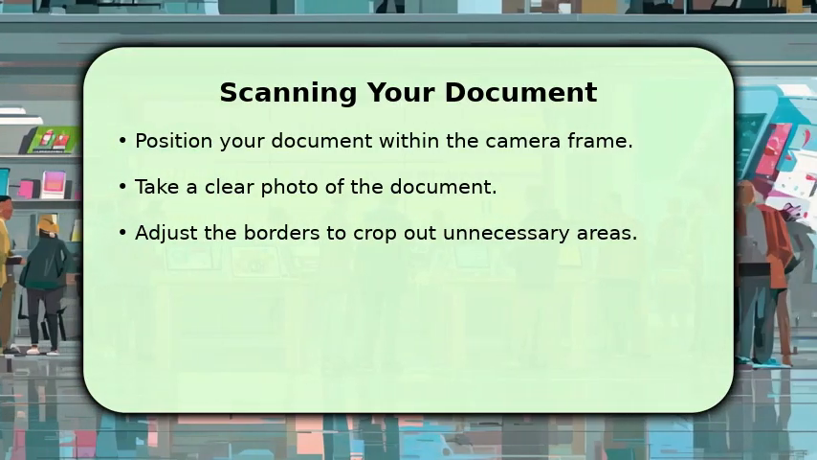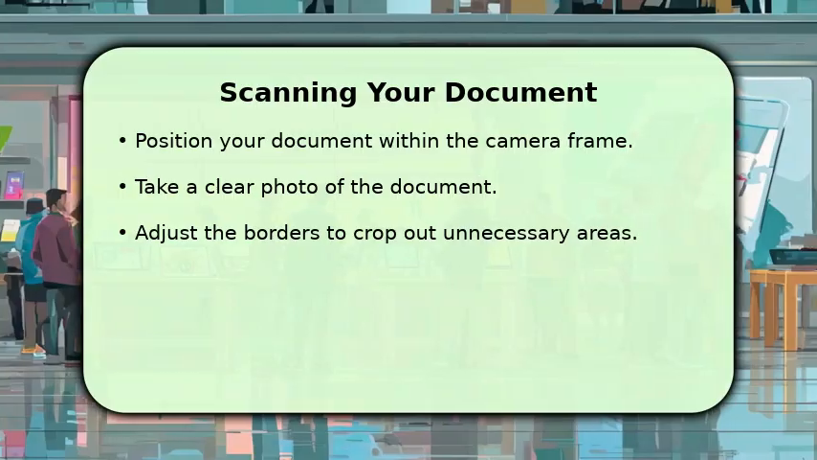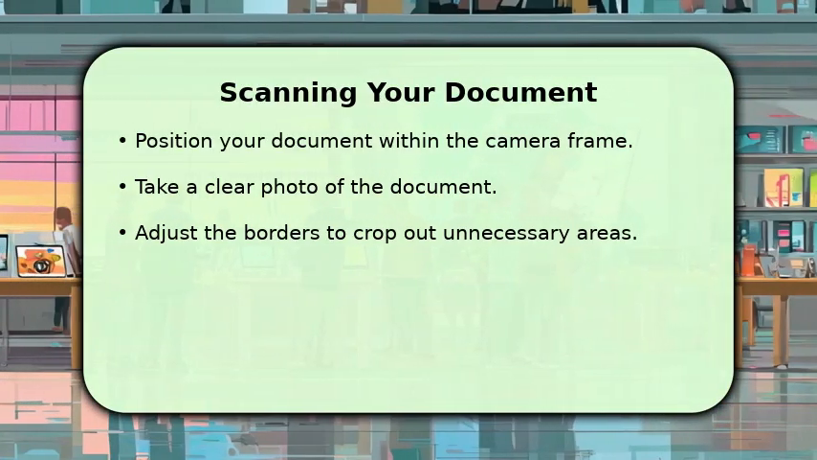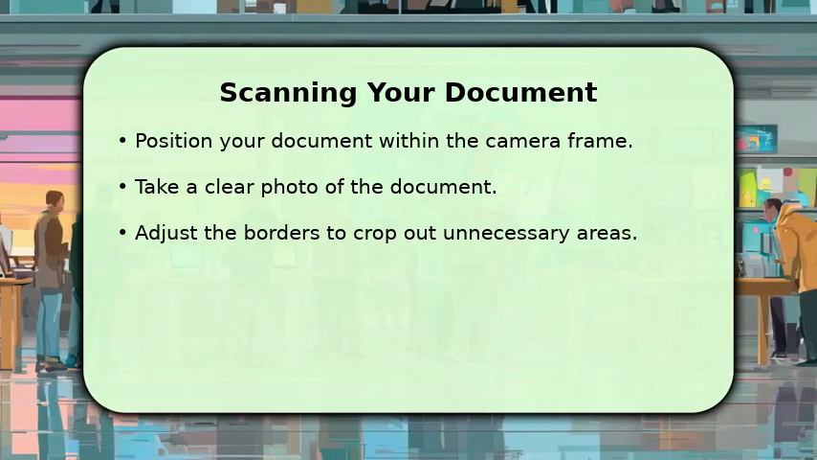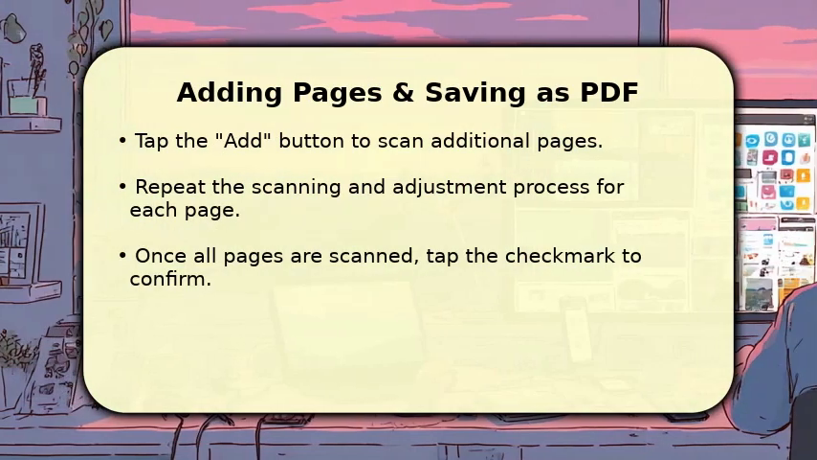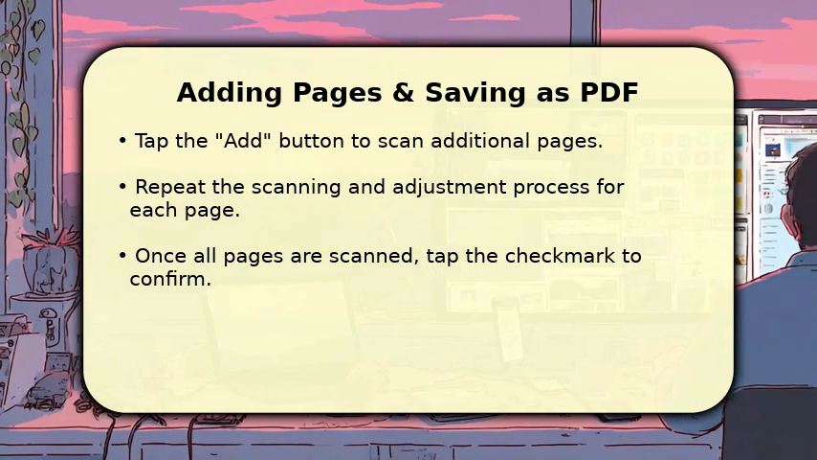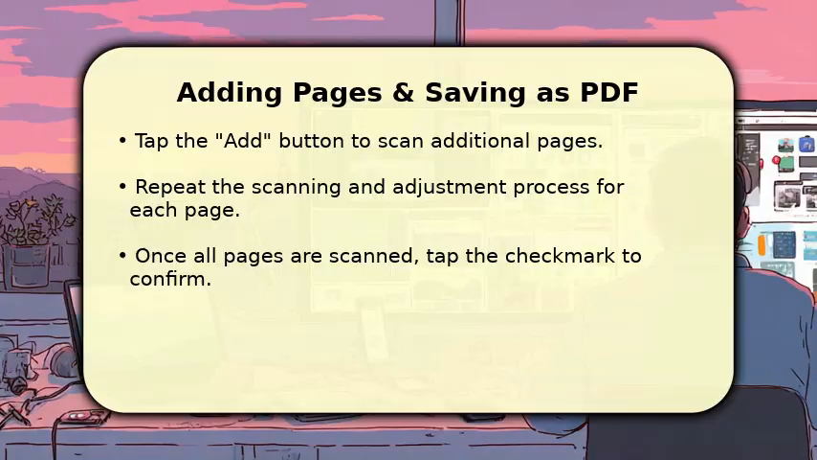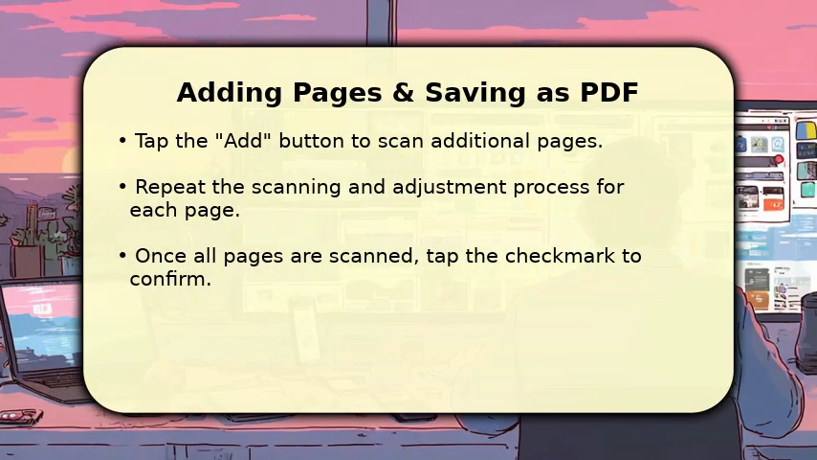Next, choose from various filters, such as magic color or grayscale, to enhance the document's readability and overall appearance, making your PDF look professional. If your document has multiple pages, simply tap the Add button to continue scanning. Repeat the process of capturing, cropping, and filtering for each subsequent page.